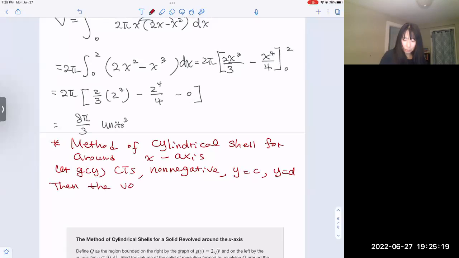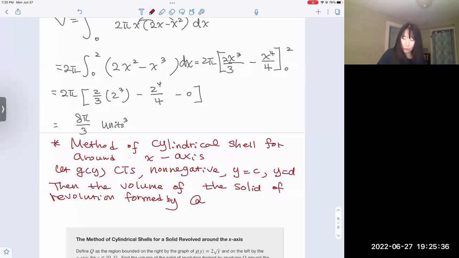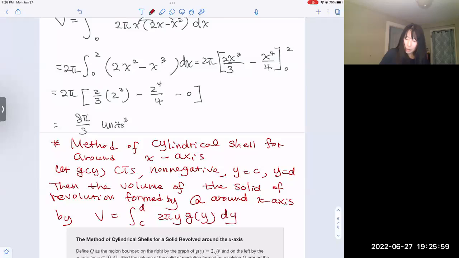The volume of the solid of revolution formed by Q around the x-axis is the integral from C to D of 2 pi y g of y dy. Okay, so rotating.